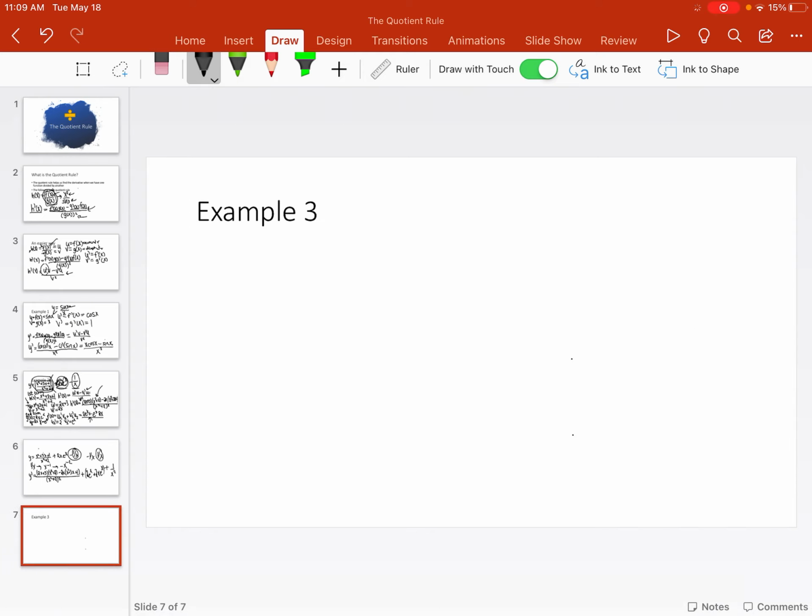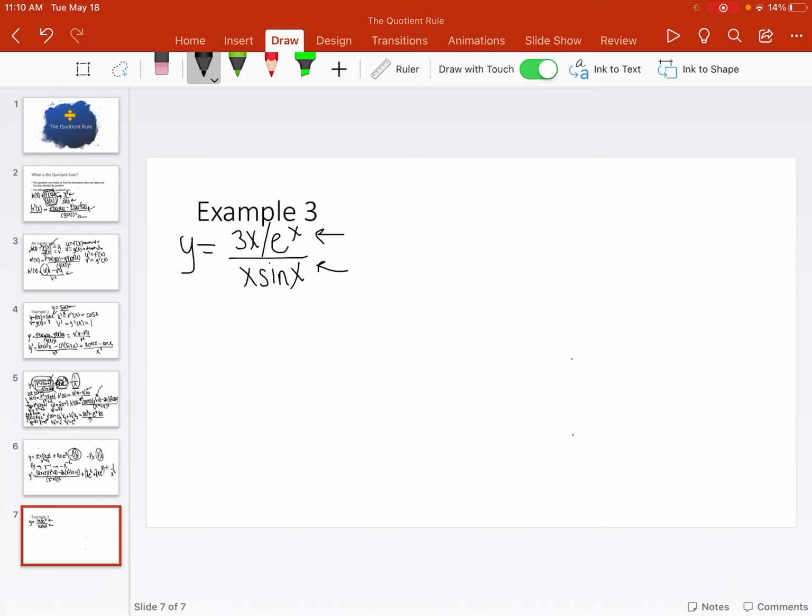So let's go into our last question. This one's quite interesting. So the last example says we have a function 3x divided by e to the x divided by x sine x. Well, we could actually double apply the quotient rule. We're going to have to double apply the quotient rule here.